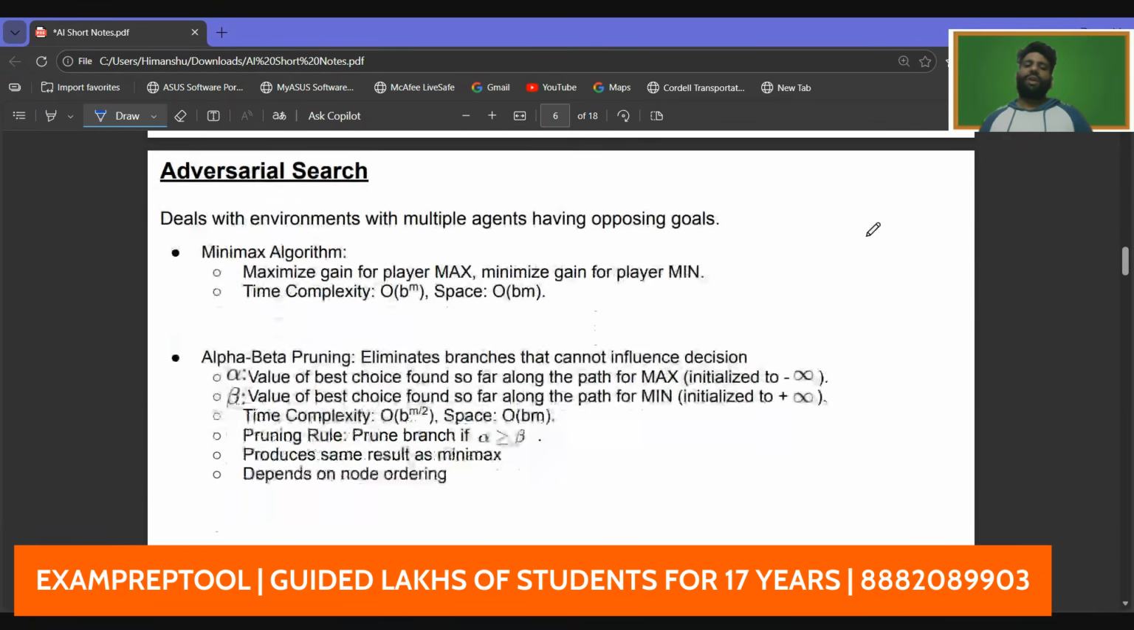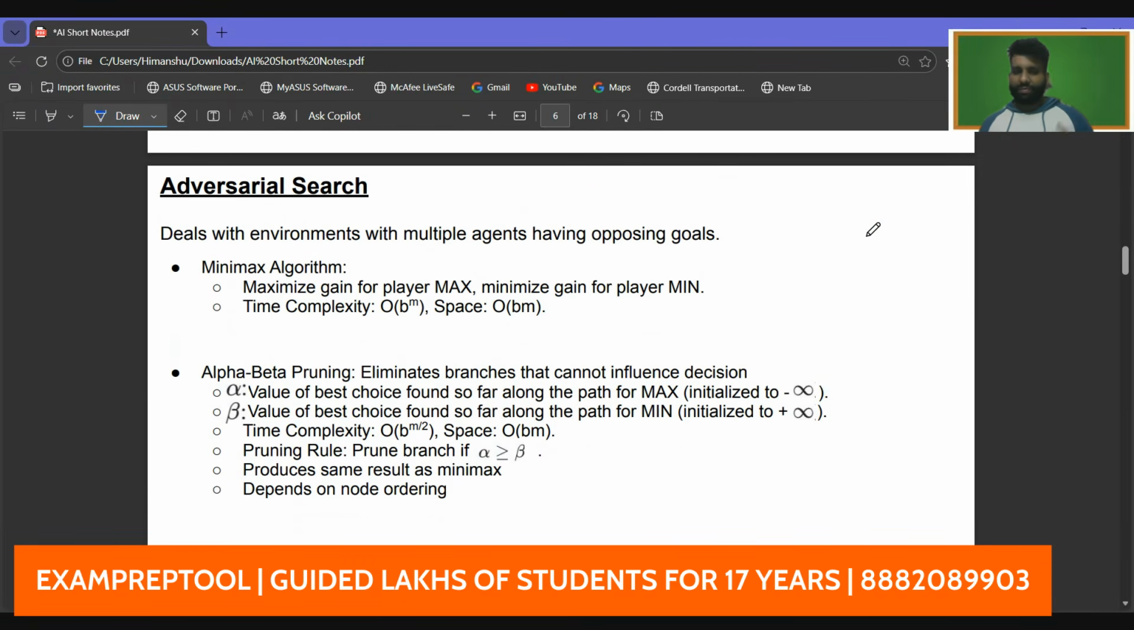Next, what do we get as adversarial search? In adversarial search, we have two agents playing against each other. It's like you are having a tic-tac-toe game, so you are competing against someone else. The idea is always to maximize gain for yourself and to expect minimum gain for the opponent. So that is the idea.